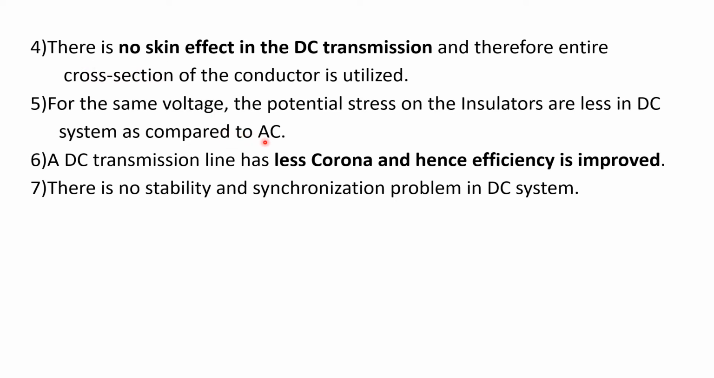And for the same voltage ranges, potential stress on insulators will be very less in DC system when compared with the AC system. And in DC transmission system, the effect of corona will be very less, and thereby corona losses will be very less, so that the efficiency of transmission will be improved in DC transmission system when compared with the alternating current transmission system.